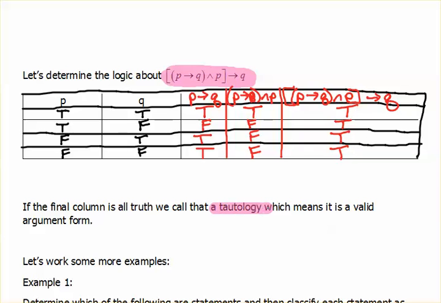In this case, we call that a tautology, which means that it's a valid argument form. So in analyzing arguments by their statements, we can literally say that whatever this original statement was written out in words, it is a truthful, logical argument. That's the true meaning of logical arguments.